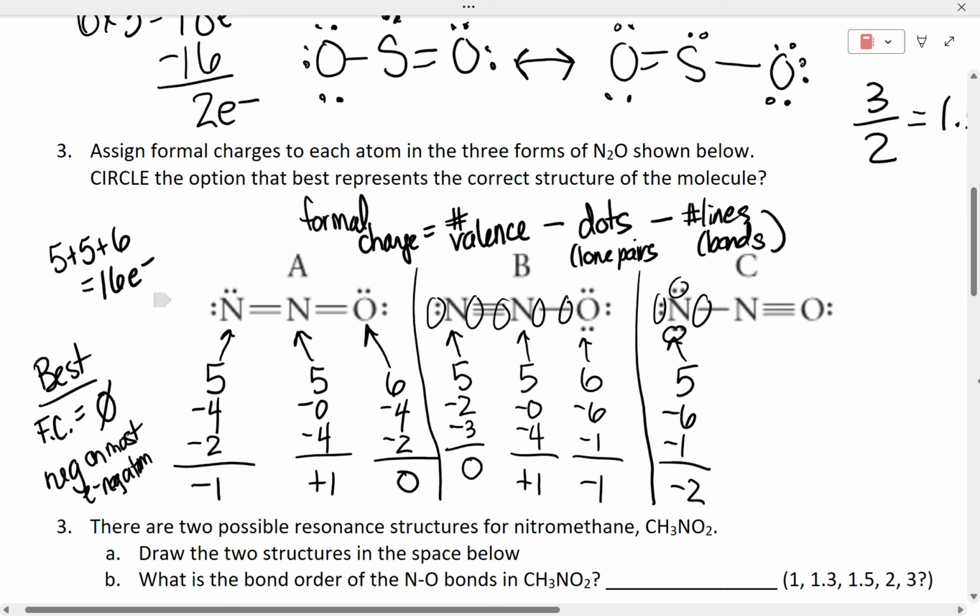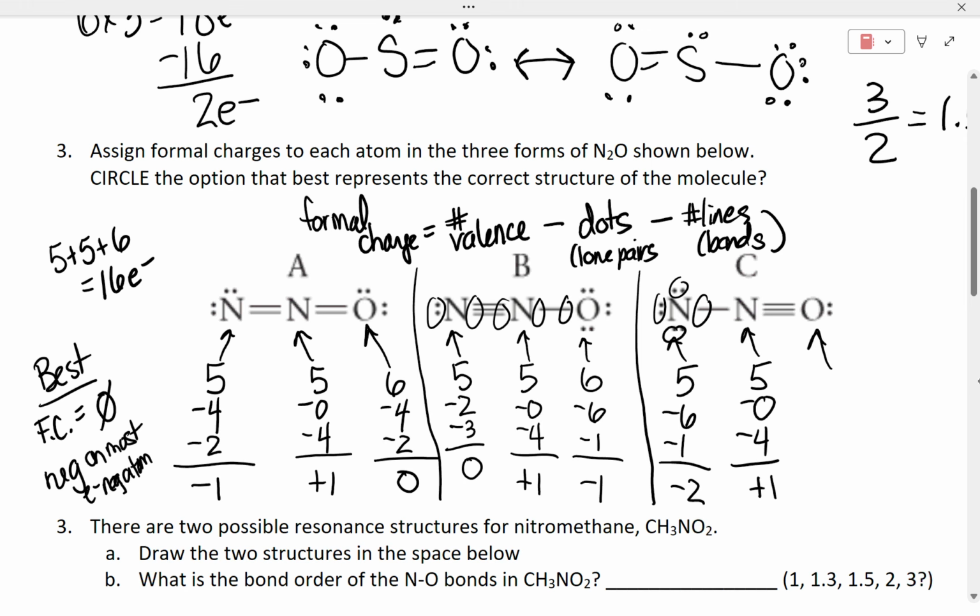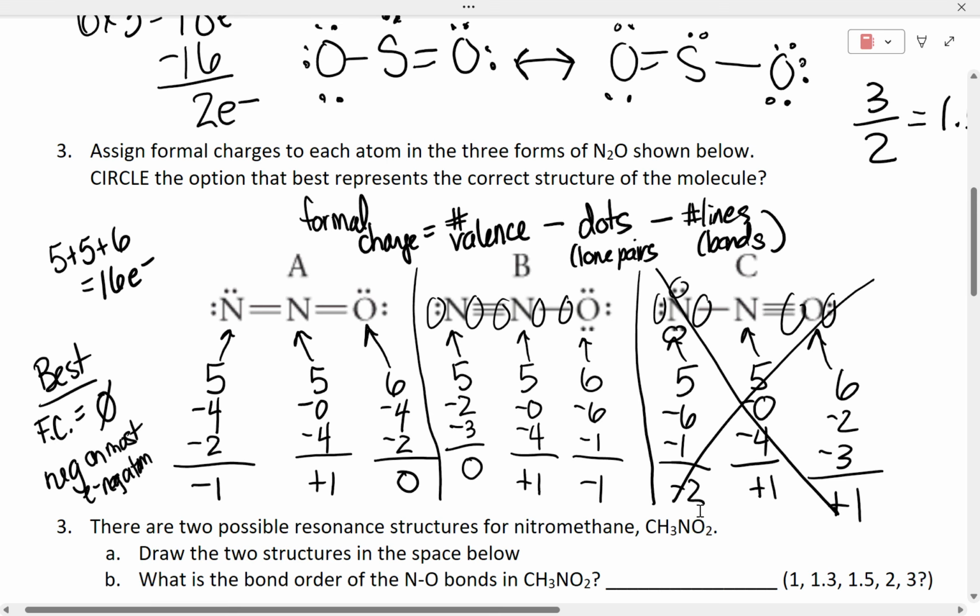So let's keep going on this one. So 5 minus no dots, 4 lines, that's +1. And then this one, oxygen has 6 valence normally. There are 2 dots and there are 3 lines. So that's +1. So we're going to eliminate this one. This looks like the worst structure because, again, we want the formal charge to be 0. If they can't be 0, we want them to be as close to 0 as possible. So A and B are definitely better than C because they have lower formal charges.